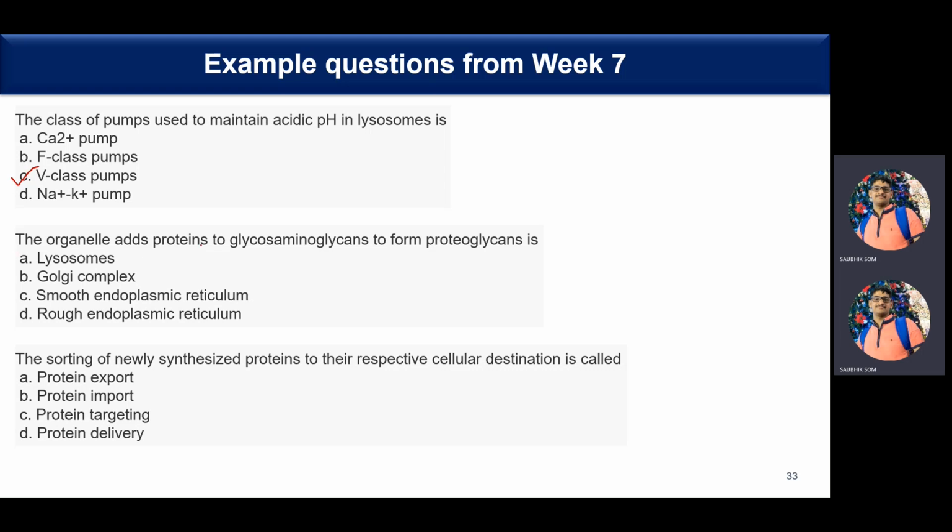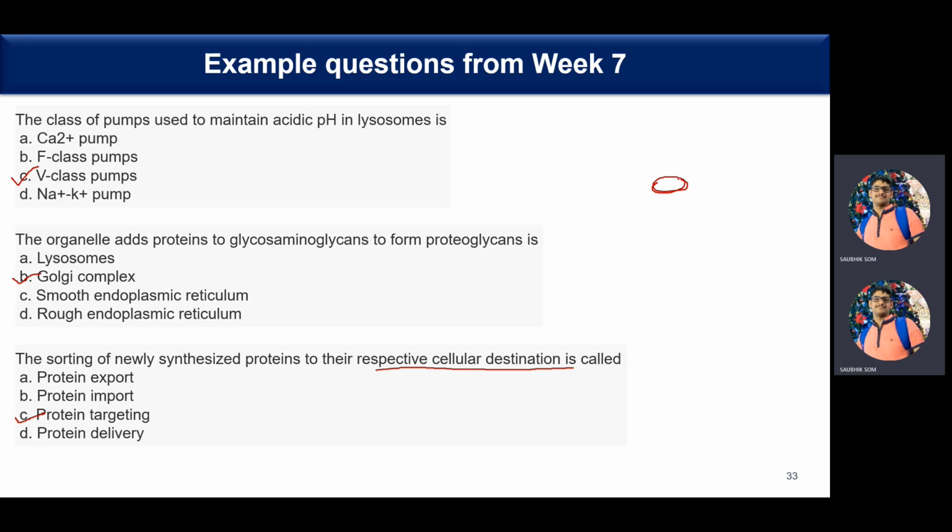The organelle that adds proteins to the glycosaminoglycans to form proteoglycans is the Golgi complex. In the SER and RER, there is N-linked glycosylation, but here I am talking about glycosaminoglycans forming proteoglycans. This is done in the Golgi. The sorting of newly synthesized proteins to their respective cellular destination is called protein targeting, because a protein is newly synthesized.